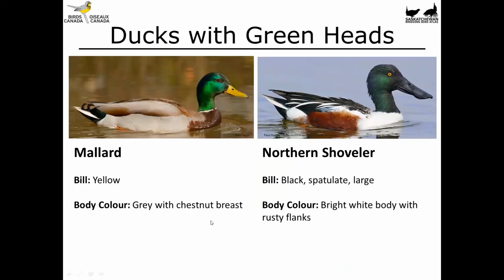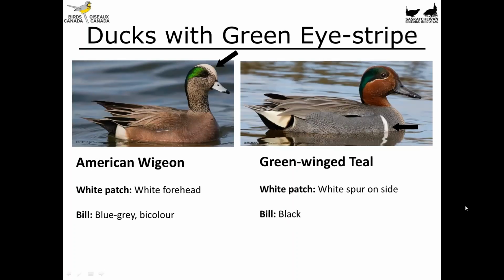Okay, to summarize a couple of things here with the dabblers. So ducks with green heads include the mallard and the northern shoveler. Remember that the mallard's bill is yellow, whereas the shoveler's bill is black and large and spatulate. The body color of the mallard is gray with a chestnut colored breast, whereas the body color of the shoveler is a bright white with the rusty flanks.